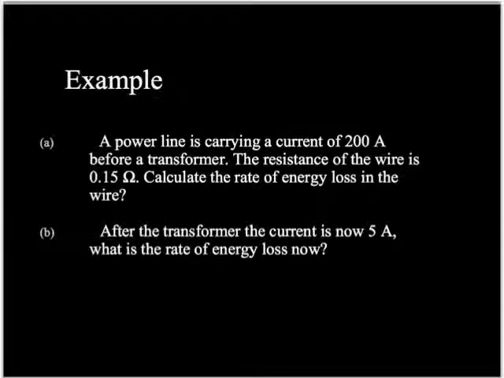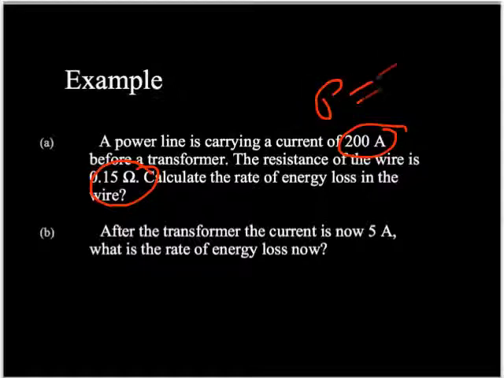Example: a power line is carrying a current of 200 amps before a transformer. The resistance of the wire is 0.15 ohms. Calculate the rate of energy loss in the wire. Okay, we've got resistance, we've got current, so you could use I squared R. Where it says rate here, well, that's what power is.